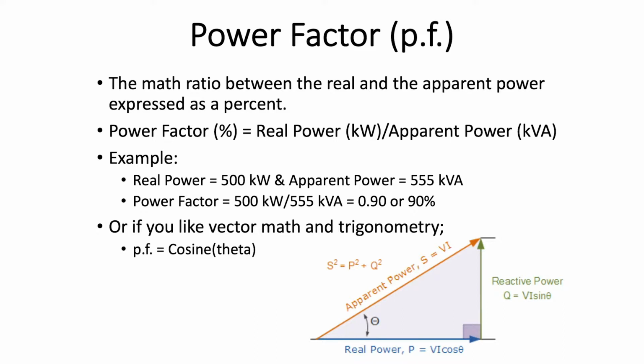A ratio between the real and apparent power expressed as a percent. So power factor is the kilowatts divided by the kVA. An example, if my real power was 500 kilowatts and my apparent power is 555 kVA, 500 divided by 555 gives me a 90% power factor.